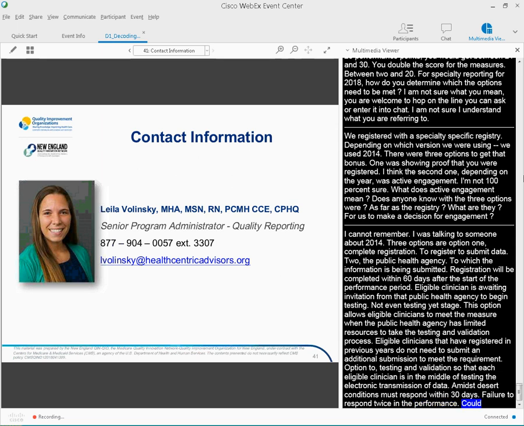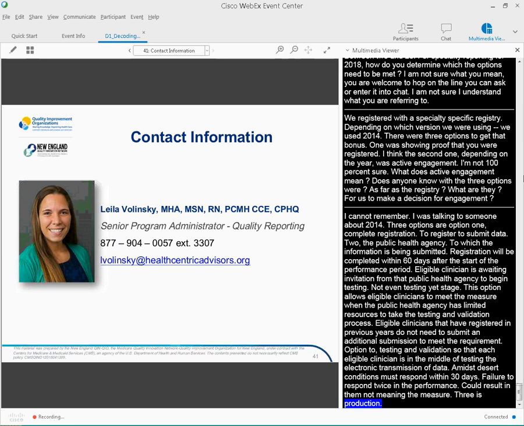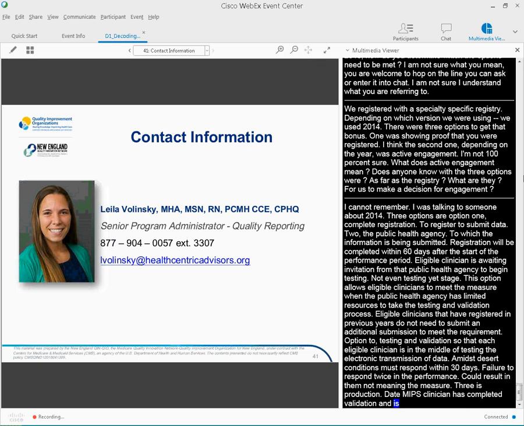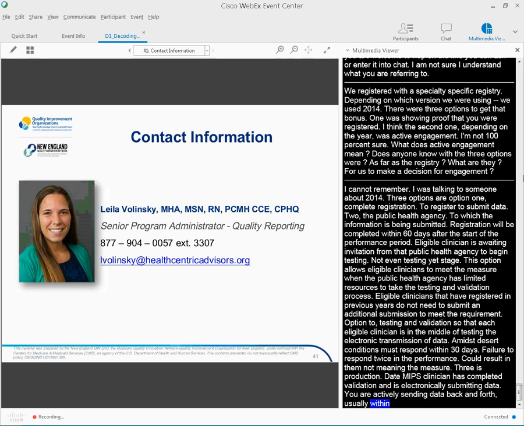So the MIPS eligible clinician has completed testing and validation of the electronic submission and is electronically submitting production data. So that means you're actively sending data back and forth. Usually it's one-way. Anything that's applicable to that registry, you'd be sending that off to them as that patient data comes through. Does that help answer your question?